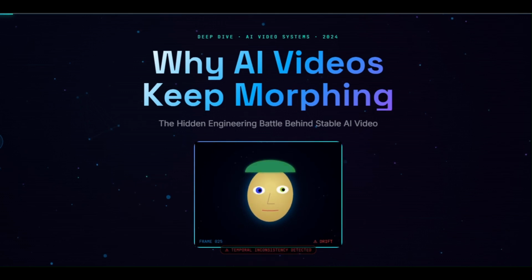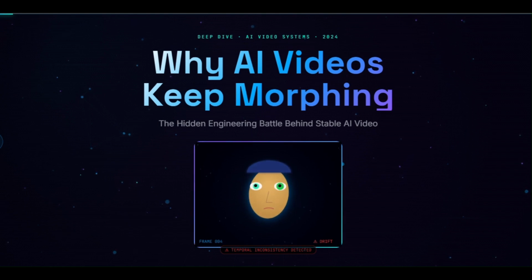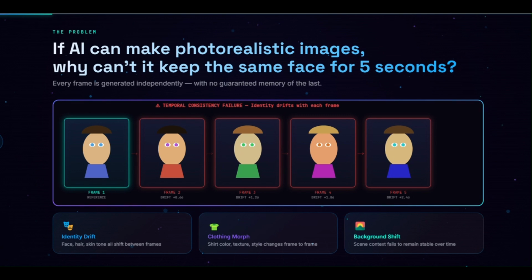If AI can generate photorealistic images like this on the screen, why does it struggle to keep the same face for just a few seconds in a video? Why do characters suddenly change appearance, clothes morph, and backgrounds differ over time? The answer lies in one of the hardest problems in AI video generation, temporal consistency. And today, we are going to see exactly why this happens and how modern AI models are trying to fix it. Let's start with the core issue.